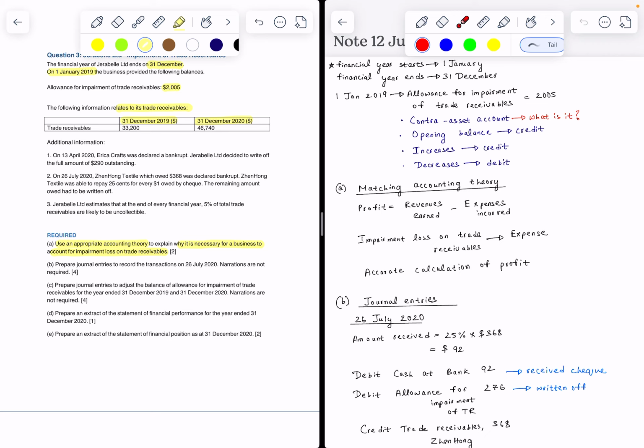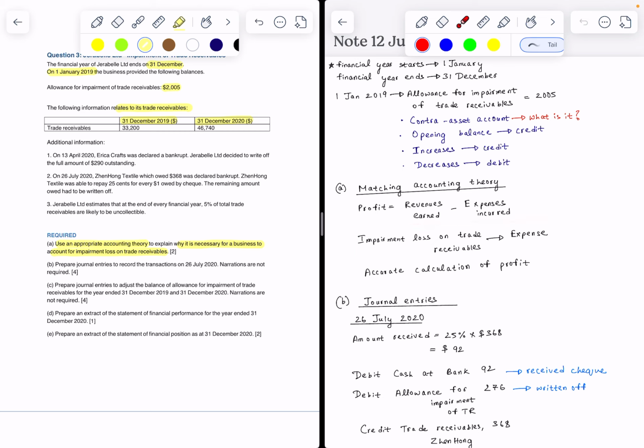You can also utilize another accounting theory here, which is the prudence accounting concept. Now, the prudence accounting concept simply states that we should never overstate assets and profits, and we should not understate expenses and liabilities. If we include the impairment loss on trade receivables using the prudence accounting concept, we are ensuring that profits are not overstated and expenses are not understated, okay?